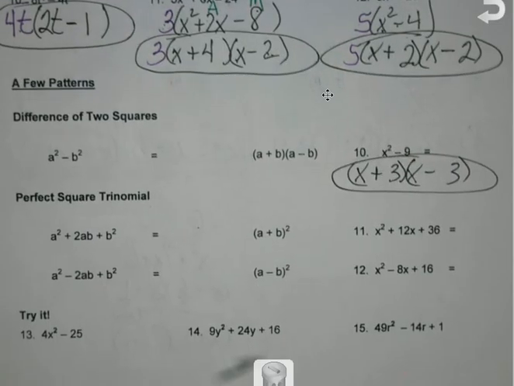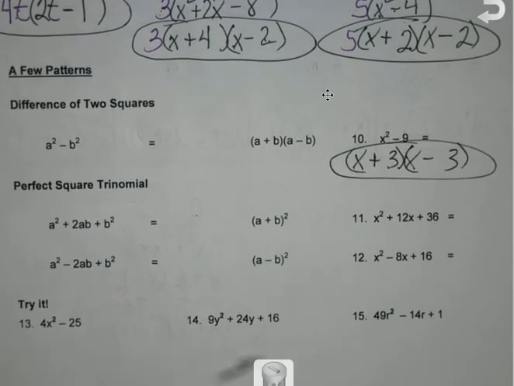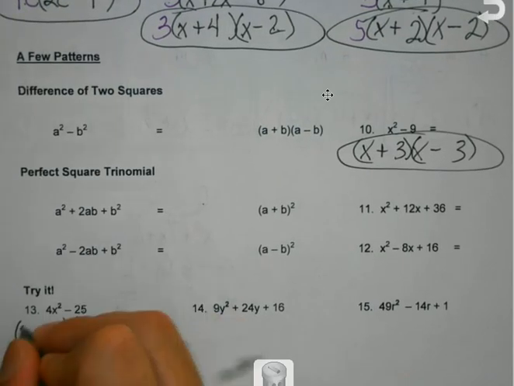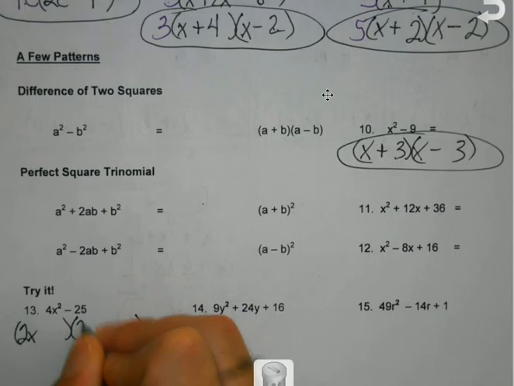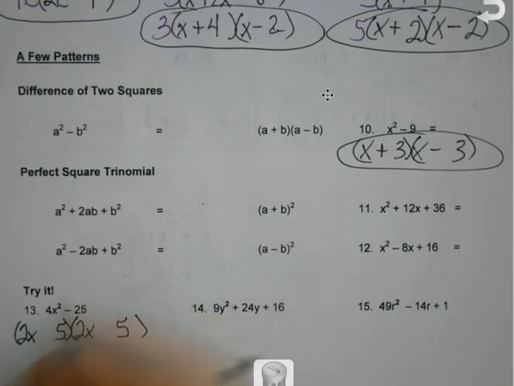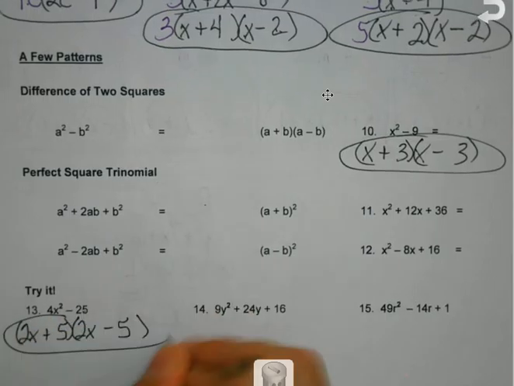One more of those just to make sure. I'm going to skip 11 and 12 for just a second. Perfect square, perfect square. Again, it's just, what do you square to get each one? I square 2 and x to get 4x squared. I square 5 to get 25, plus minus. Order of the plus and minus doesn't matter.